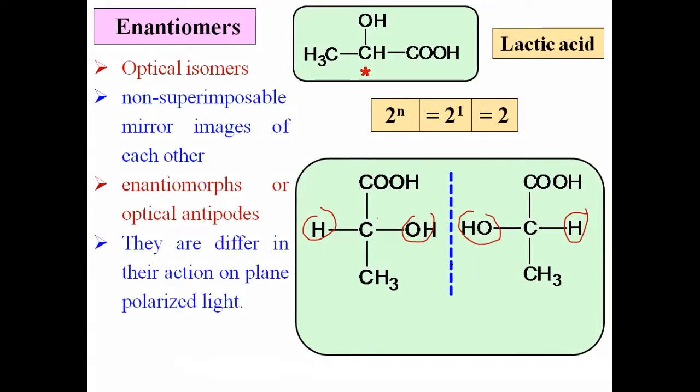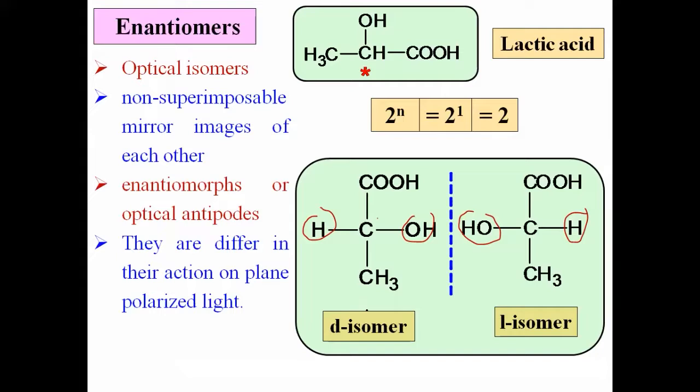Okay, and they differ in their action on plane polarized light. That means they have different action on PPL, out of which one enantiomer can rotate the plane of PPL in a clockwise direction. It is called the dextroisomer. The second stereoisomer can rotate the plane of PPL in an anti-clockwise direction, towards the left side, and it is called the levo isomer, L isomer. Okay, and this is about the enantiomers.